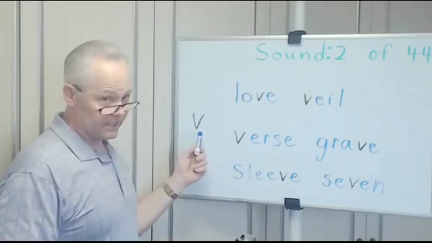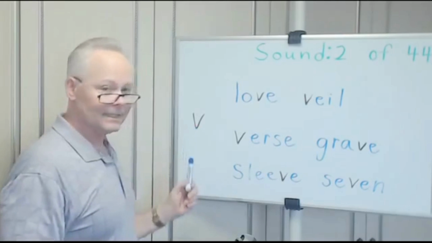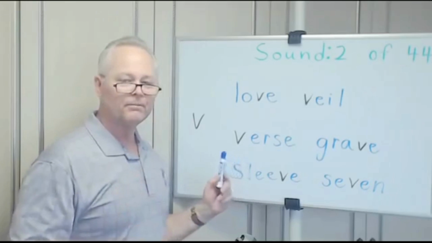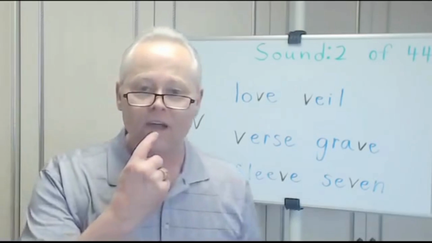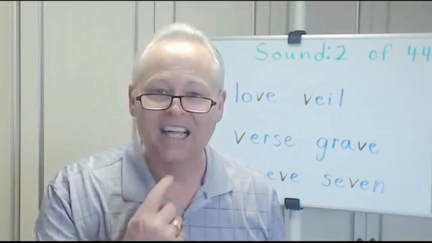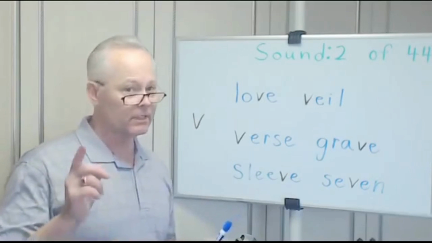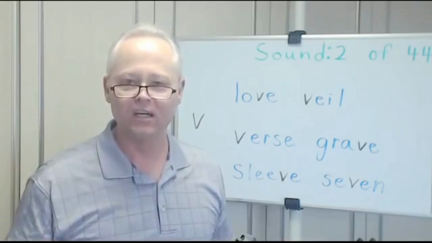The letter is V, and the sound coming from this consonant is V, V, V. The lower lip, the upper teeth, V. Don't mistake it with the B sound. No. B, V.